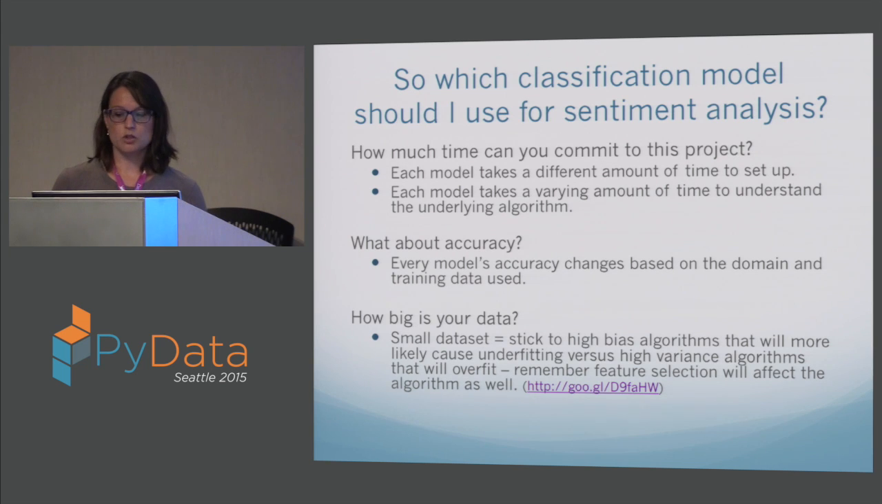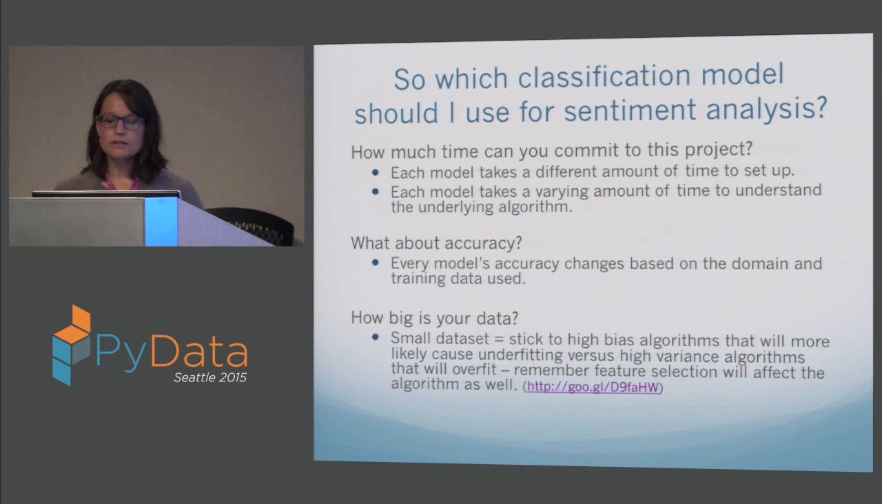And also, each model takes a different amount of time to understand the underlying algorithm, and it is important to understand what each model is doing, so you understand some of the different features that might help that algorithm, like the Naïve Bayes needs unigrams. So that's something that's really important to know before you start playing around with the different features.